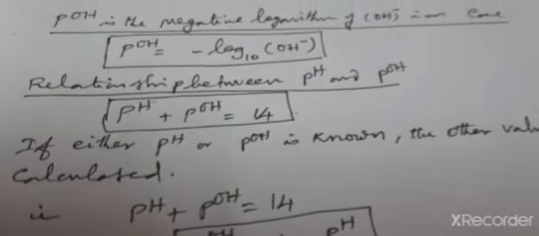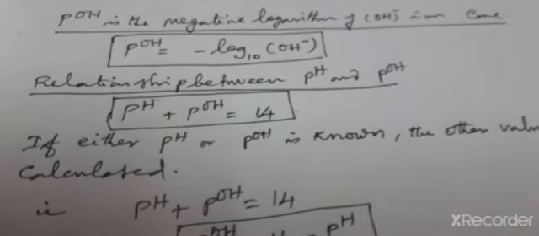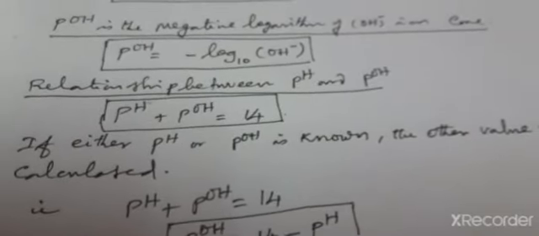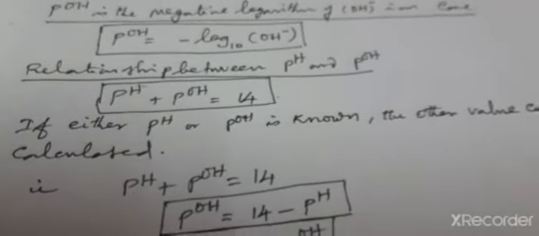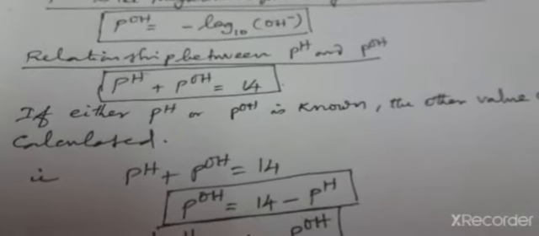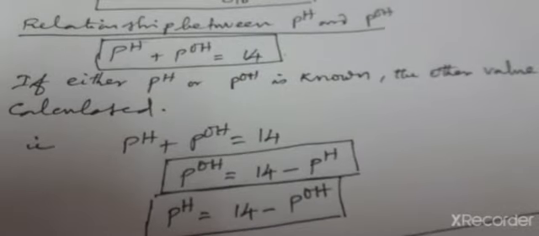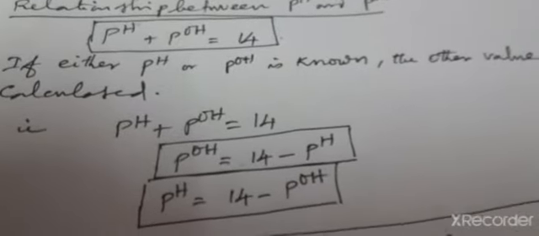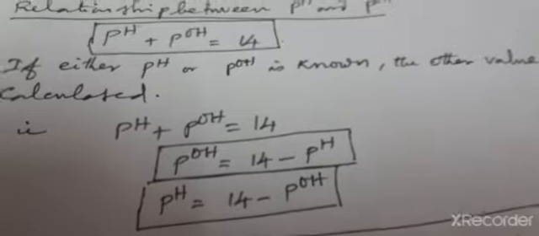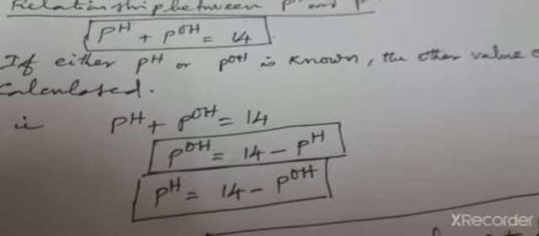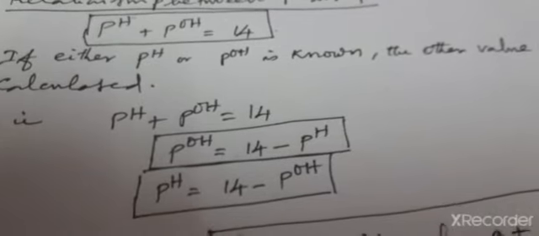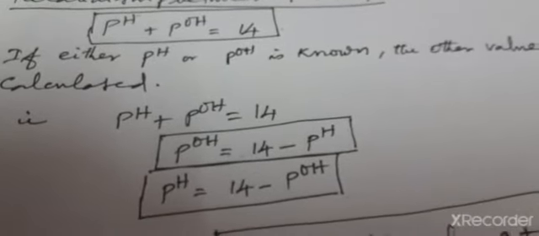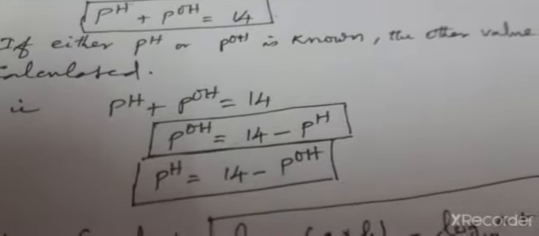If you know pH or pOH, you can calculate the other value. If you know pH, you can calculate pOH. If you know pOH, you can calculate pH using the same formula. pH plus pOH is equal to 14. Then pOH can be calculated from 14 minus pH. Also pH can be calculated: pH is equal to 14 minus pOH.